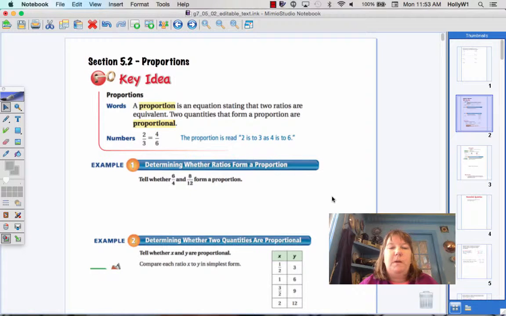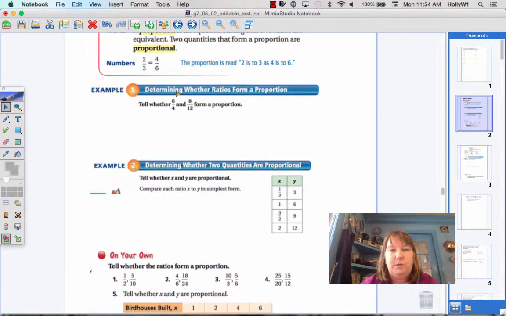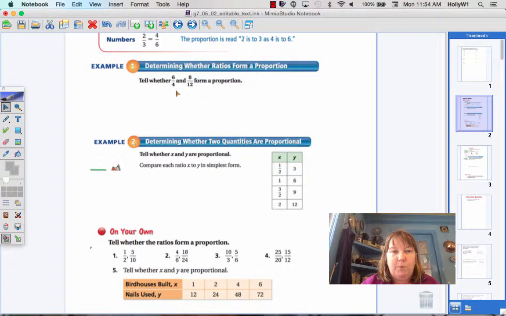We're going to learn that there's about a million different ways to determine whether or not two ratios are proportional. So I'm going to start here with a proportion is an equation stating that two ratios are equivalent. Two quantities that form a proportion are called proportional. So these two numbers, 2/3 and 4/6, are proportional. So how do we determine whether or not ratios are proportional or not?